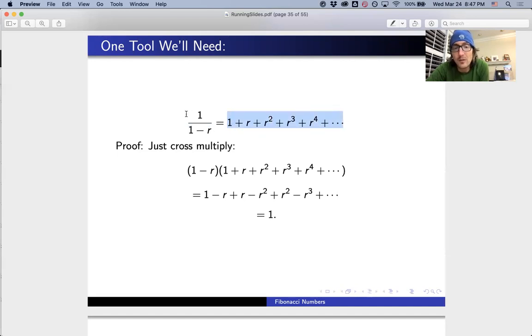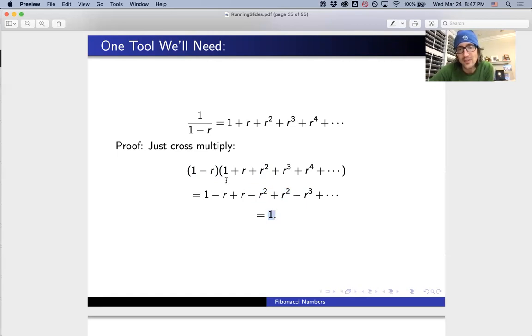If this were true, that would mean that this cancels out to 1. And let's see, if I cross multiply, well, I guess I do 1 minus r times 1. That's 1 minus r. And then I do 1 minus r times r. Well, I guess that's going to be r minus r squared. And then when I multiply by r cubed, I get these next terms. And you can see these cancellations happening. Right? We get negative r plus r, that's 0. Negative r squared plus r squared, that's 0. And it just continues. So everything winds up canceling except for that 1.